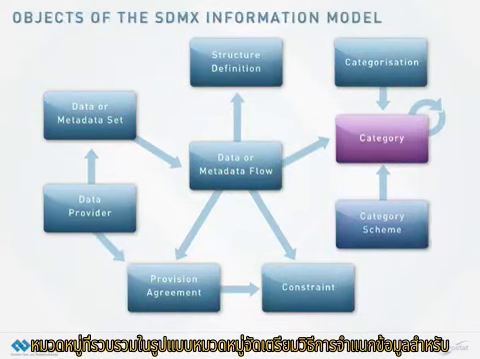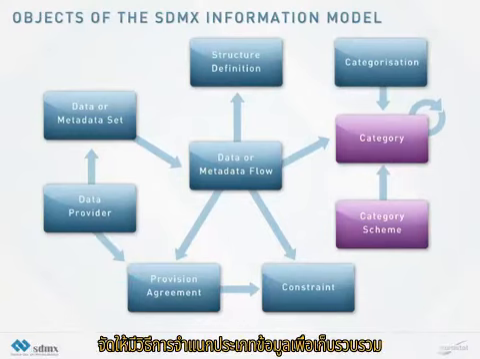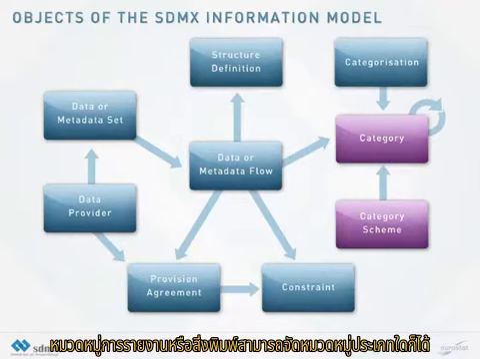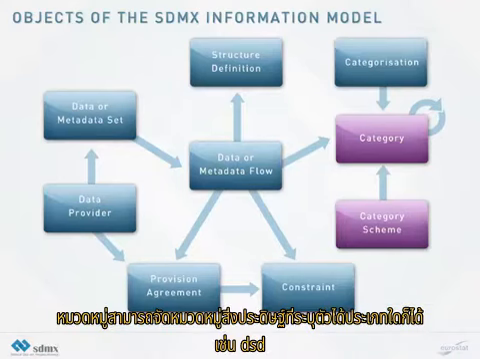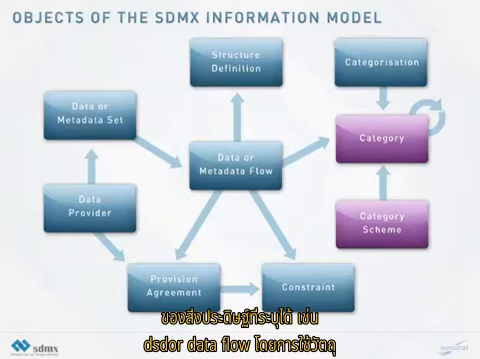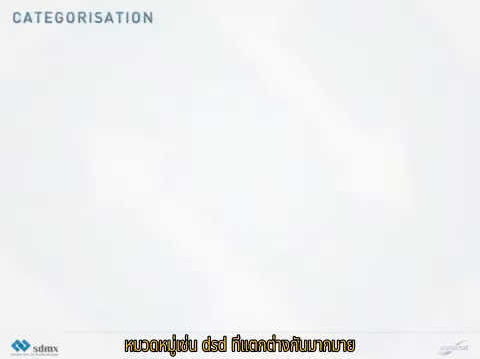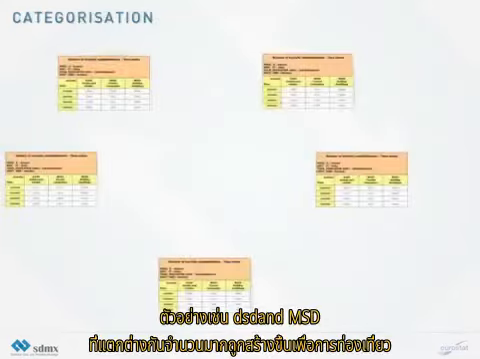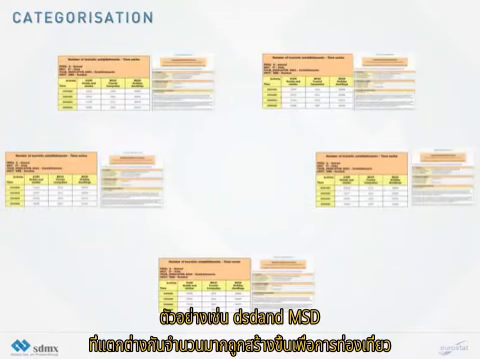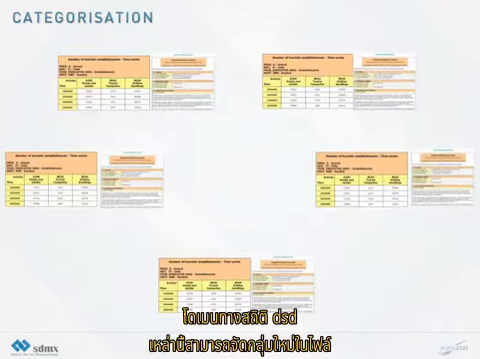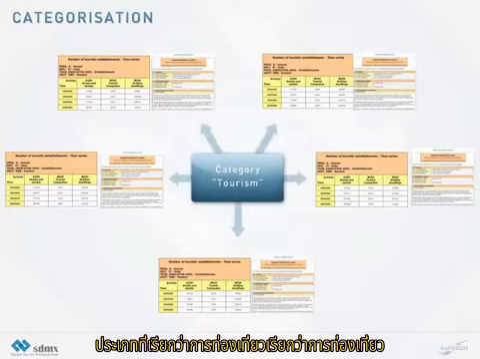Categories, gathered in category schemes, provide a way of classifying data for collection, reporting, or publication. A category can categorize any type of identifiable artifact, such as DSD or data flow, by the use of the object categorization. For example, many different DSDs and MSDs were created for the tourism statistical domain. These DSDs can be regrouped in a category called tourism.